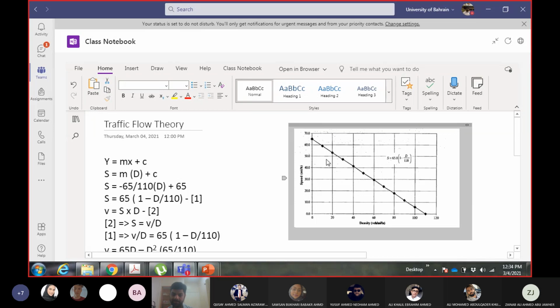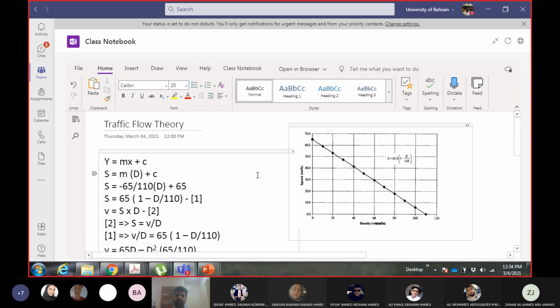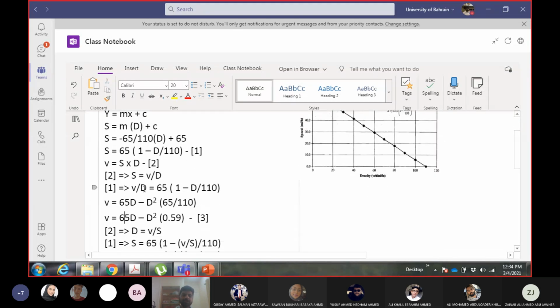Okay, so if you have another highway on which the free flow speed is not 65 but let's say 60, then you repeat the procedure by putting the y-intercept as 60 and the slope will be 60 upon 110 and so on. Okay, so the procedure will remain the same. The linear equation will remain linear, the quadratic equation will remain quadratic, but the coefficients of the equation will change. The coefficients 65, 110, 0.59, these values can change. But it will still remain a quadratic and linear equation.